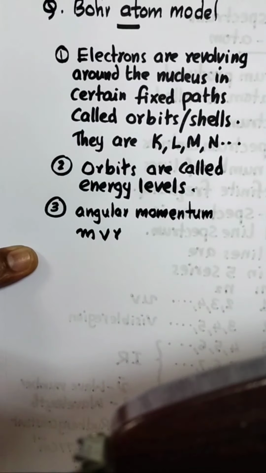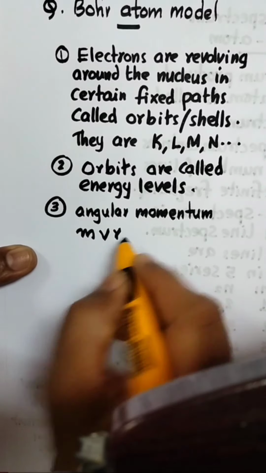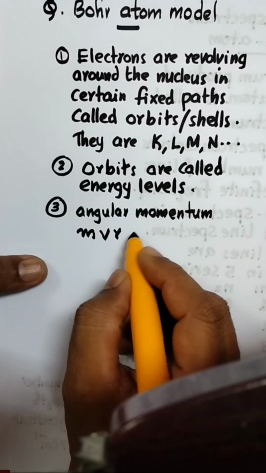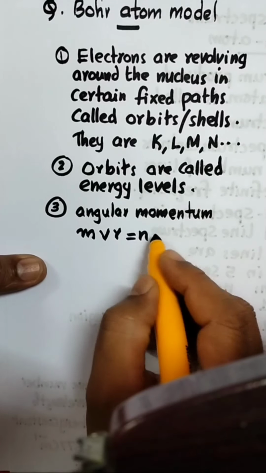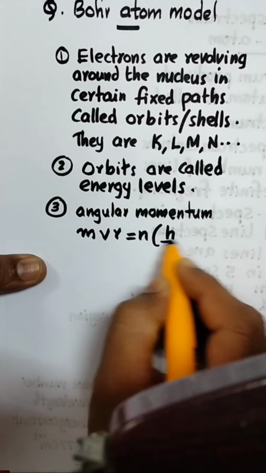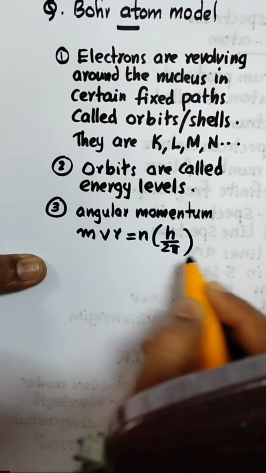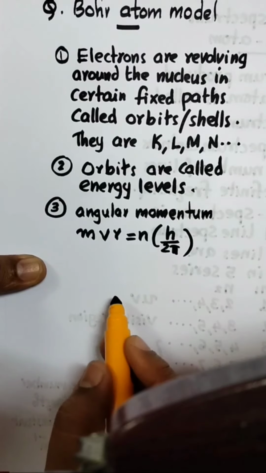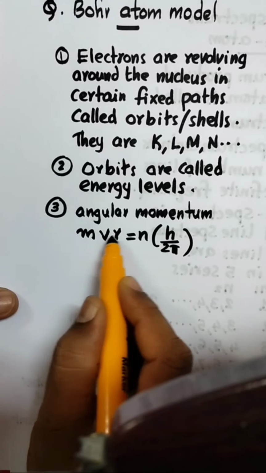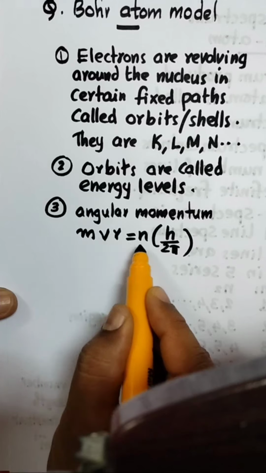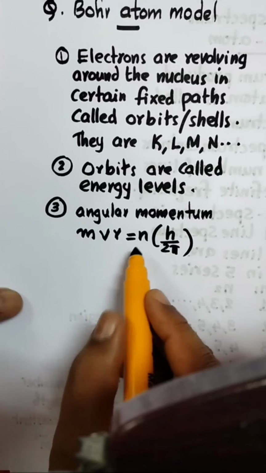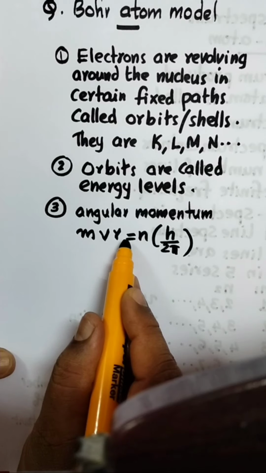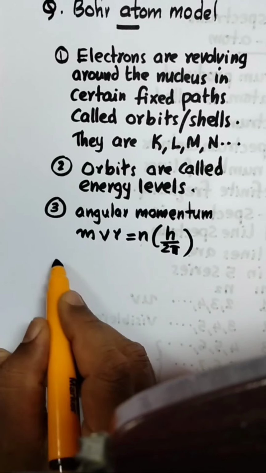The angular momentum mvr is always an integral multiple of h by 2 pi. That is, mvr equal to nh by 2 pi, where m is mass, v is velocity, r is radius of orbit, n is a number, and h is Planck's constant. Angular momentum mvr is always an integral multiple of h by 2 pi.